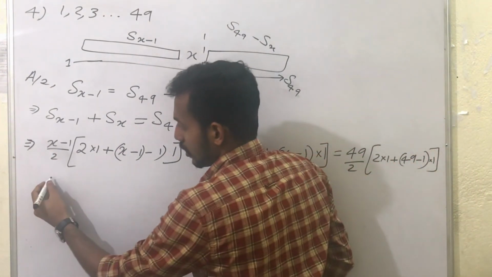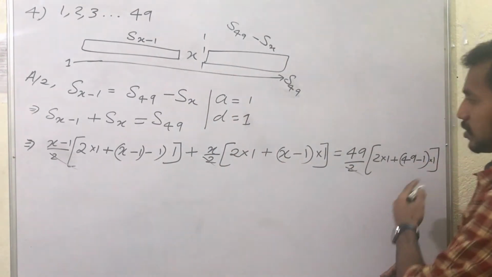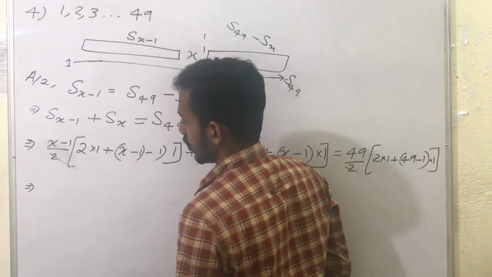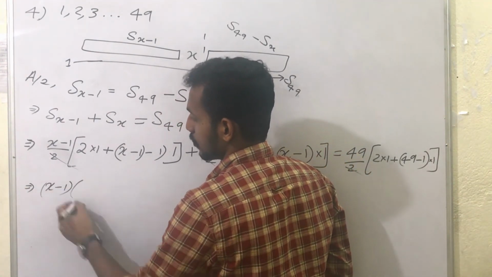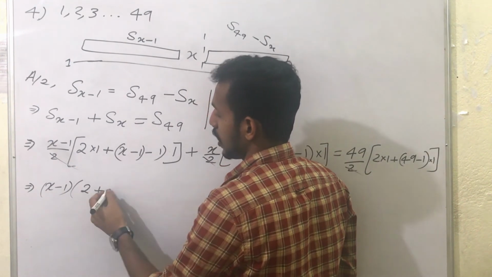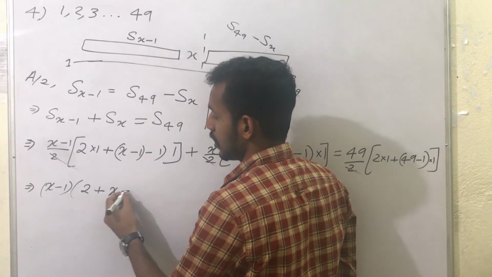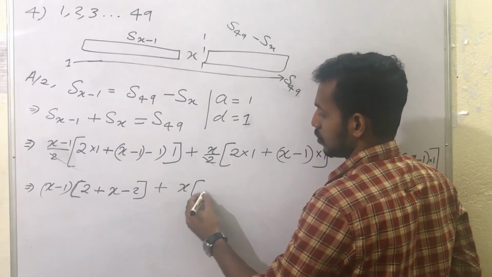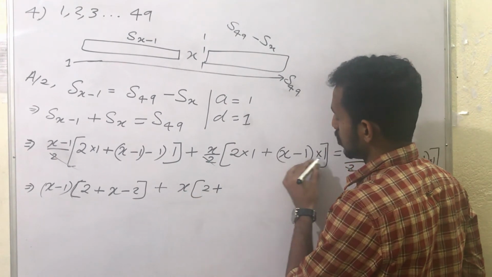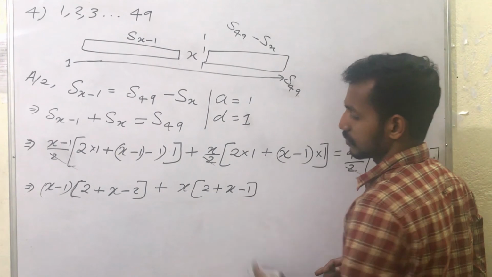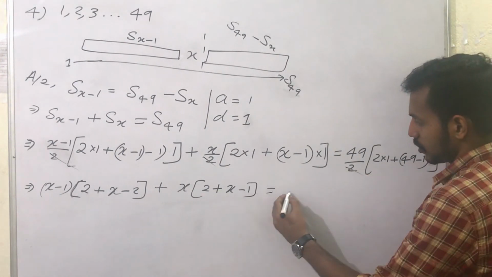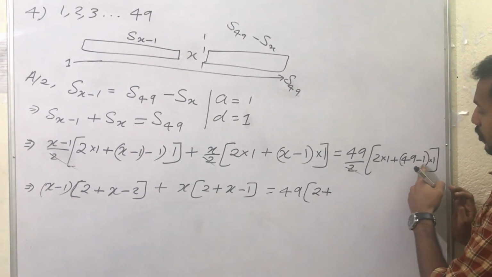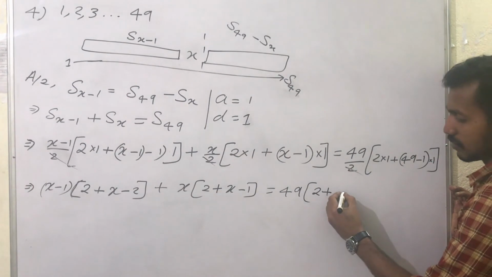Now these two can be cancelled, because in all the terms division by 2 is there, so just cancel it. Now that implies (x minus 1) into 2 plus (x minus 2), okay, plus x into 2 plus (x minus 1) into 1, which is x minus 1. Clear? That is equal to 49 into 2 plus 49 minus 1, which is 48, and 48 into 1 is 48.